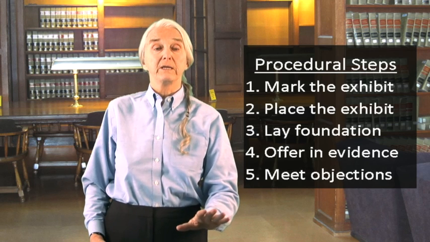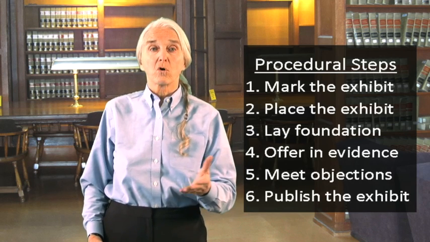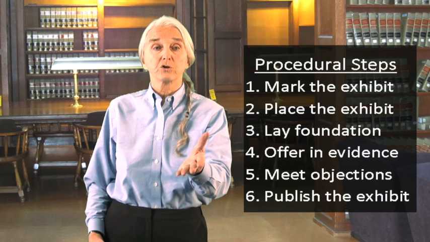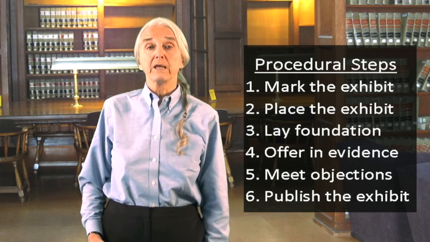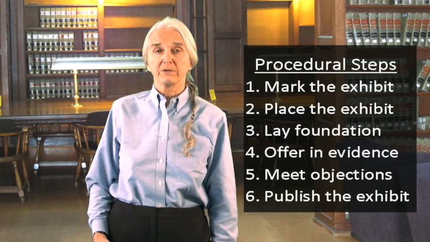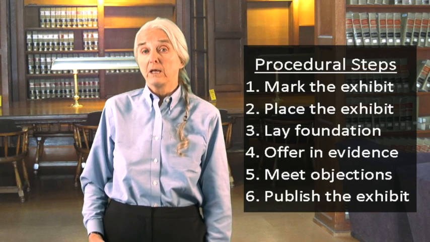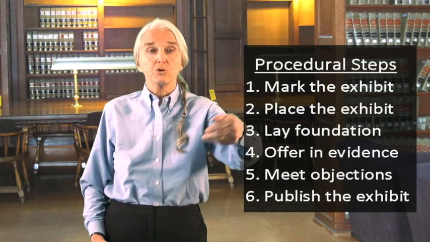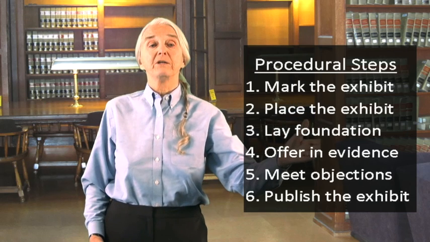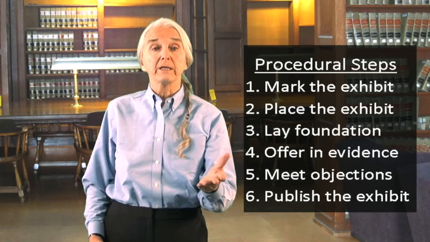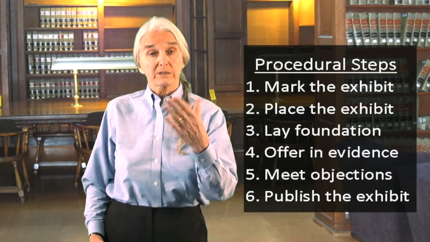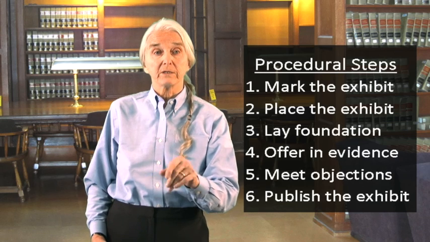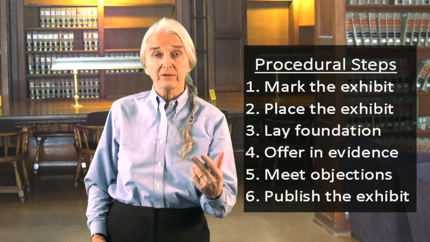And the last step is publish. Of course, the whole reason for using exhibits is to get them before the judge or jury so they can be used as a basis for deciding some issue in the case. Normally, in a jury trial, you'll want to publish every exhibit in some acceptable way. Traditionally, this was done by passing the exhibit to the jurors or giving each juror a copy to put in the juror notebooks. Now, more commonly, the exhibit is displayed on a big screen in the courtroom. So, 6 steps in using every exhibit: mark, place, lay foundation, offer, meet objections, and publish.